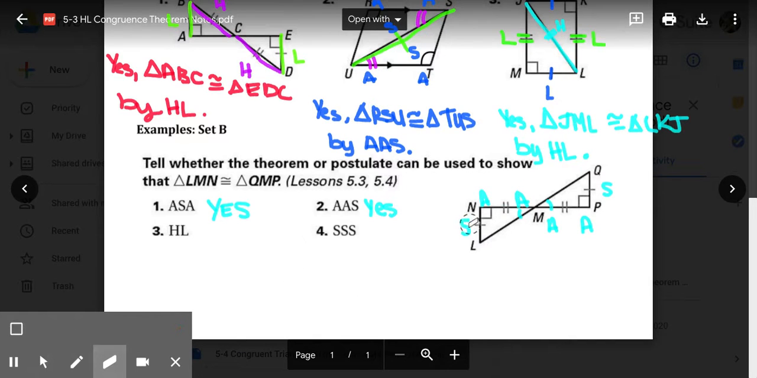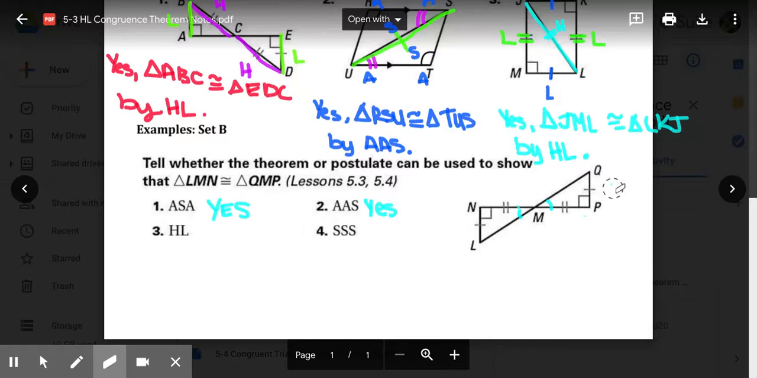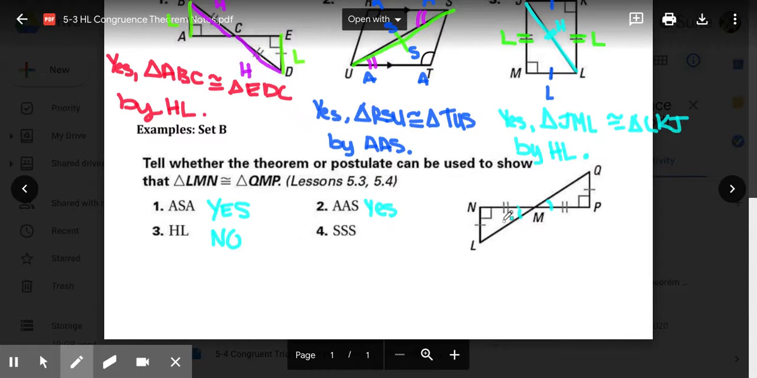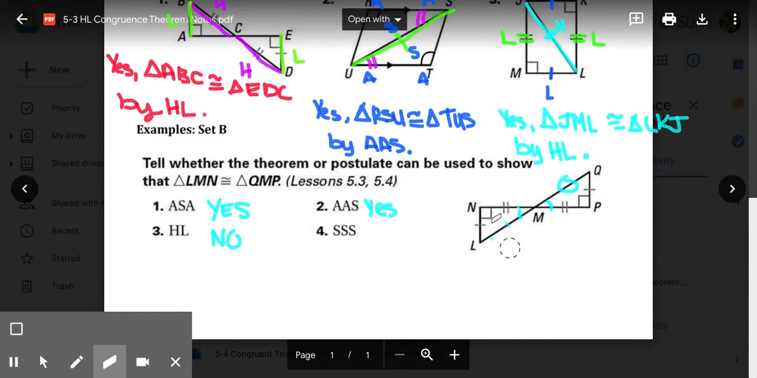Okay, let's go ahead and let's take a look at the number 3, hypotenuse leg. Okay, so I see that I do not have the hypotenuse marked. And the hypotenuse is not a common side because these two triangles are not back to back. Okay, so I cannot use hypotenuse leg here. So this one is a no. Okay, if you look at where the hypotenuse is here and here, there's no markings there that are showing me that those two sides are congruent. Okay, so I can't use hypotenuse leg on this particular triangle.